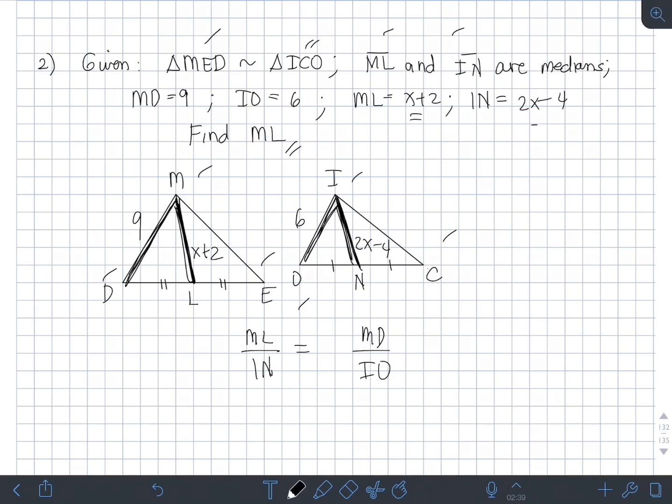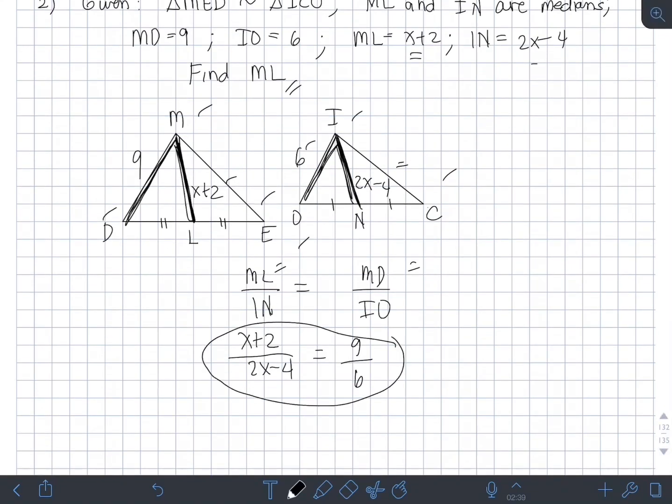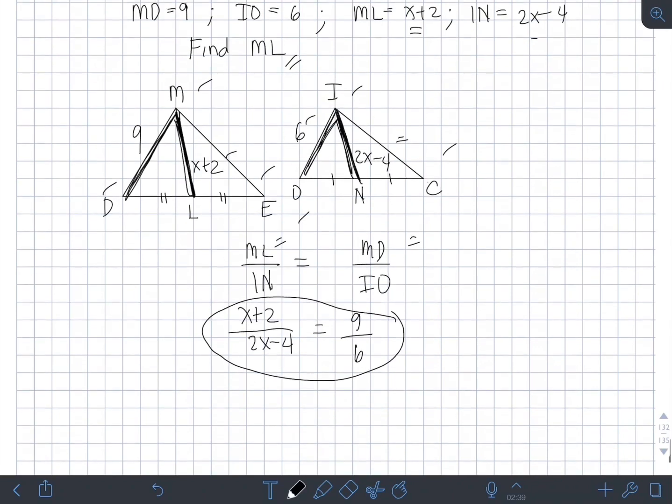Okay? So, substitute natin yung value. Ano si ML? X plus 2, right? Ano si IN? 2x minus 4. Equals MD is 9 over IO is 6. So, solve muna natin tong equation for x. Okay? So, cross-multiply ulit. So, magiging 6 times x plus 2 is equal to 9 times 2x minus 4.